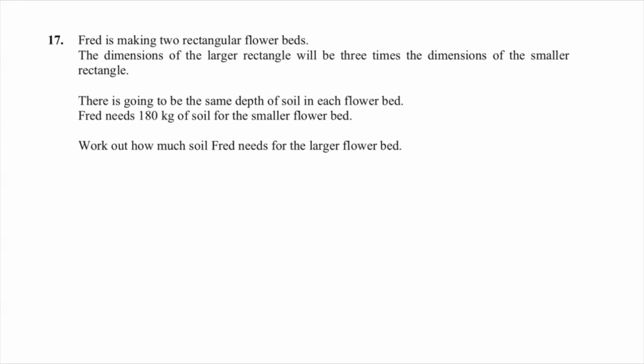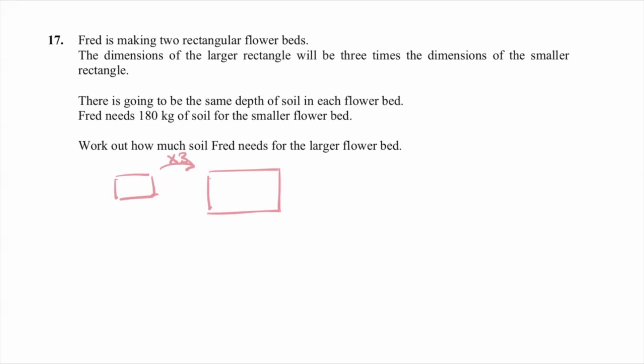Okay, so Fred is making 2 rectangular flower beds, and the dimensions of the larger rectangle will be 3 times the dimensions of the smaller rectangle. So I would automatically draw out my smaller one, draw out a bigger rectangle, and just show that it's times 3 bigger. Get that in. So I know I'm looking at similar shapes here because they've been multiplied up by the same scale factor. So that's something to really clock as early as we can. There is going to be the same depth of soil in each flower bed. For that reason, I don't need to be considering the depth in this problem.